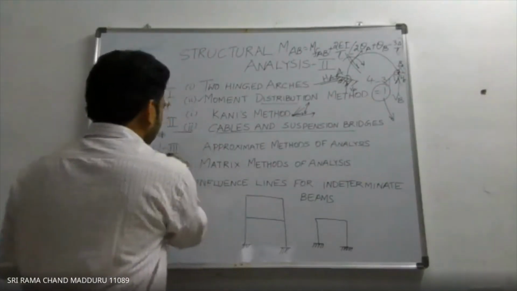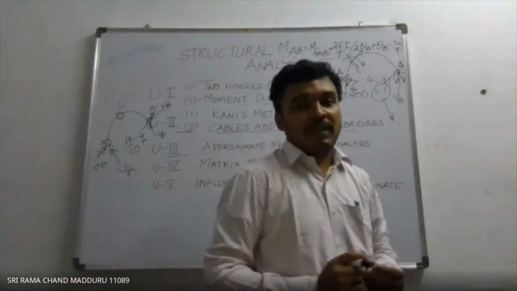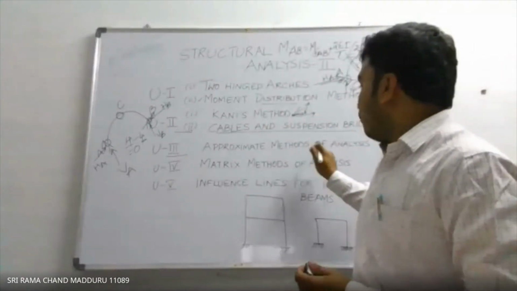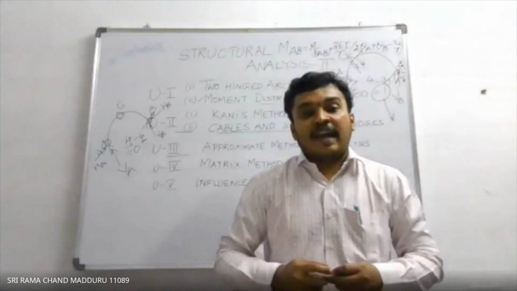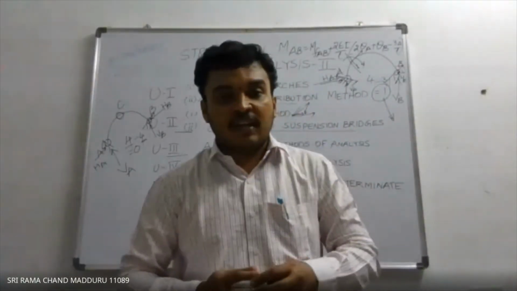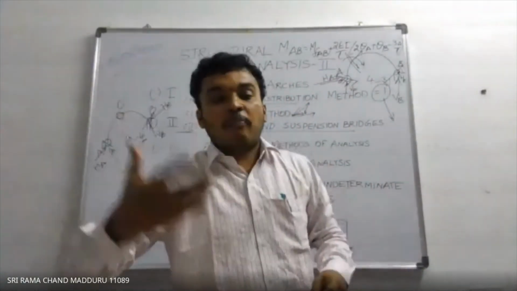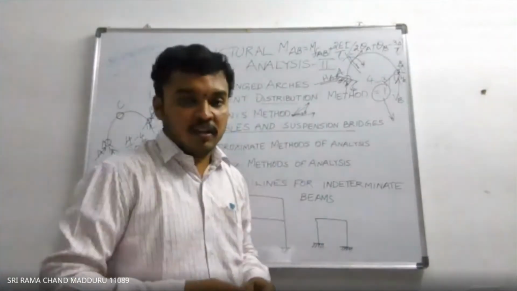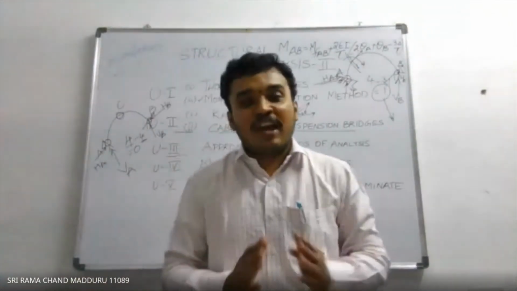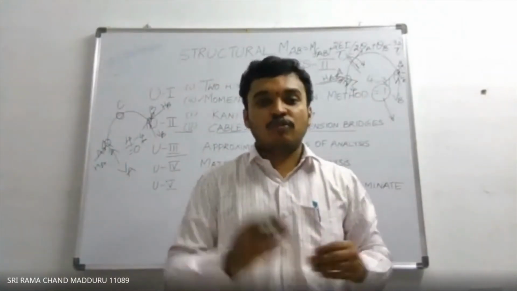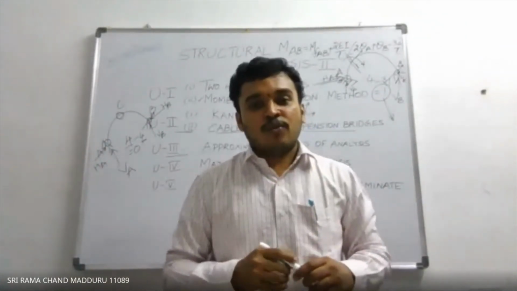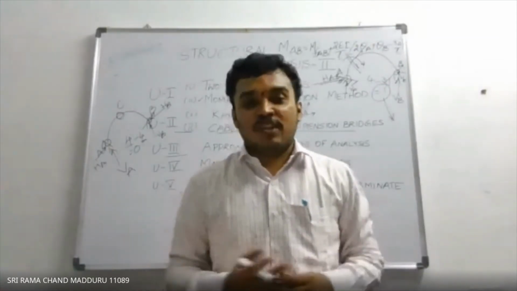Now another one is unit 3, approximate methods of analysis. These approximate methods are nothing but the cantilever method and portal method. There are different approximate methods that are available. Say you have a multi-story structure. Take your 2-story house. So how to analyze this 2-story house?